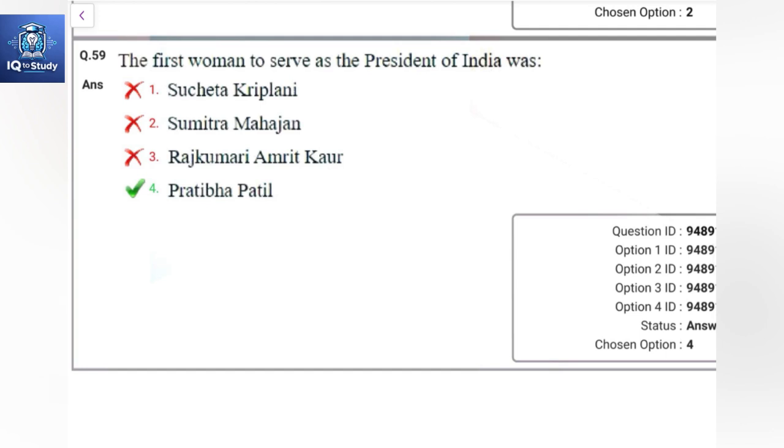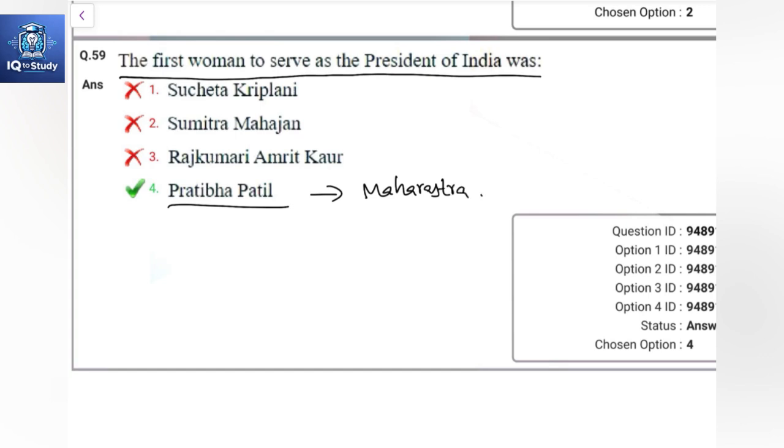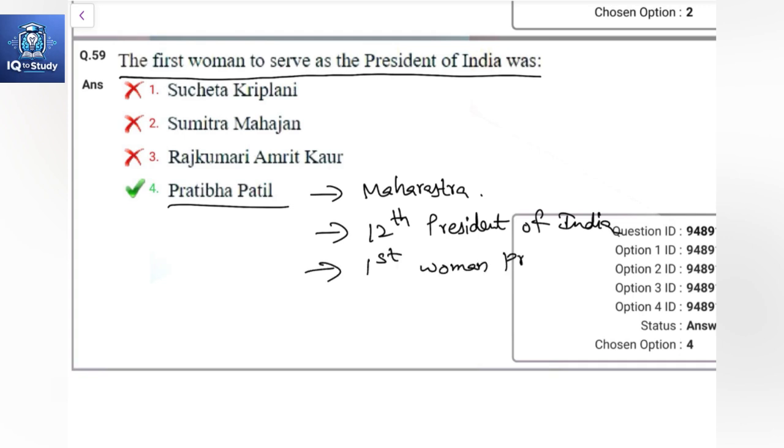The first woman to serve as the President of India is Pratibha Patil. She served as the first woman President of India. She is an Indian politician and lawyer. She is from Maharashtra. She served as the 12th President of India and the first woman President of India.